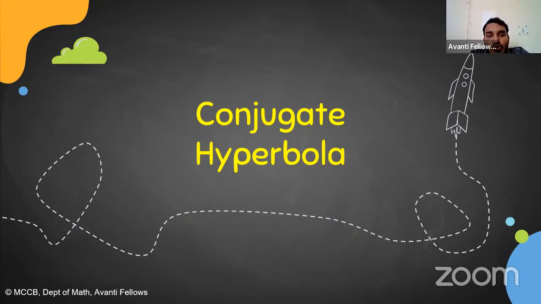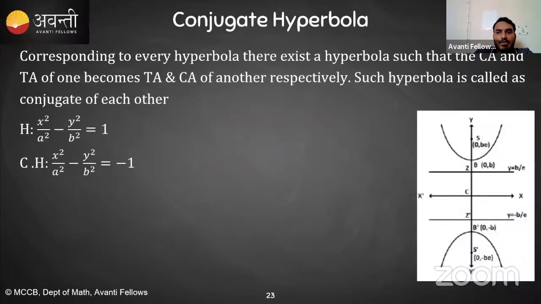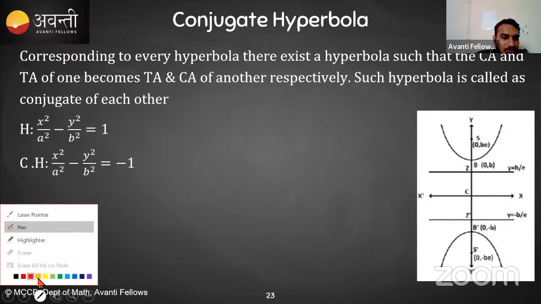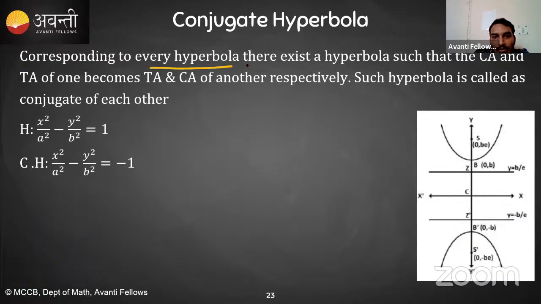Okay. What is a conjugate hyperbola? For every hyperbola there will always exist a conjugate hyperbola. Okay. So let's look into the definition. It is quite easy. So read what the definition says. Corresponding to every hyperbola there exists a hyperbola such that the conjugate axis and transverse axis of one becomes the transverse axis and conjugate axis of another respectively. So such hyperbolas are known as conjugate of each other.